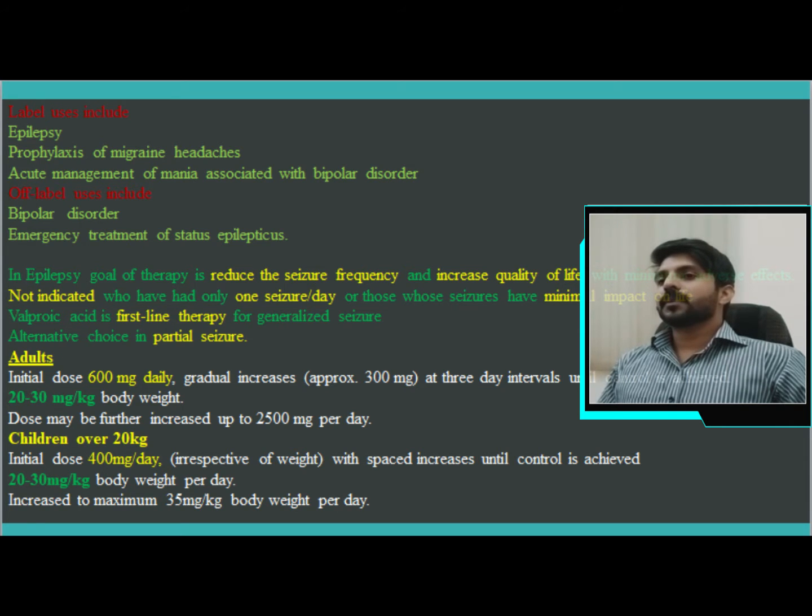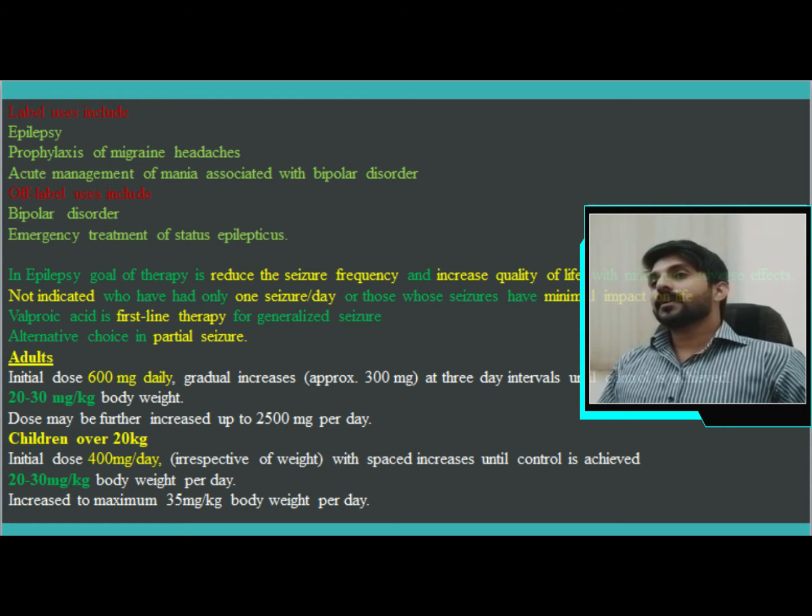Valproic acid is first-line therapy for generalized seizure. However, in case of partial seizure, it is an alternative therapy. In case of adults, the initial dose is 600 mg daily with gradual increase of 300 mg until the control is achieved. In case of children, 400 mg per day irrespective of weight with gradual increase until the control is achieved.